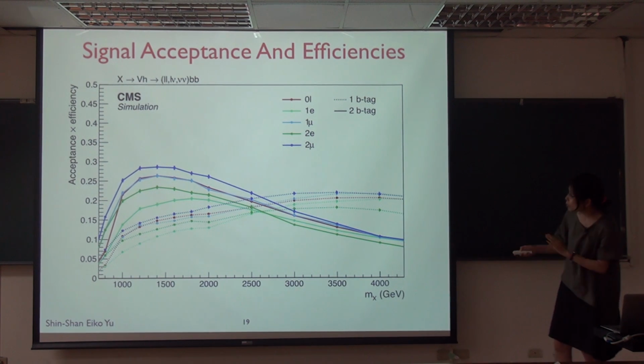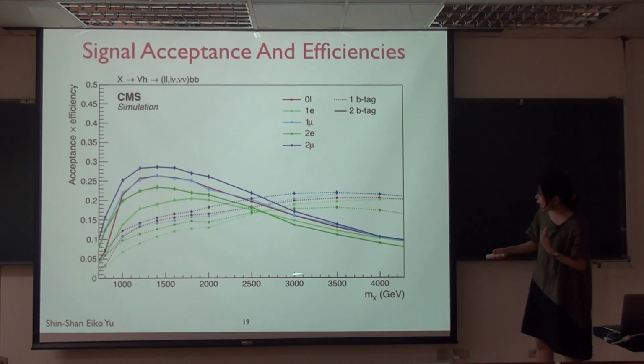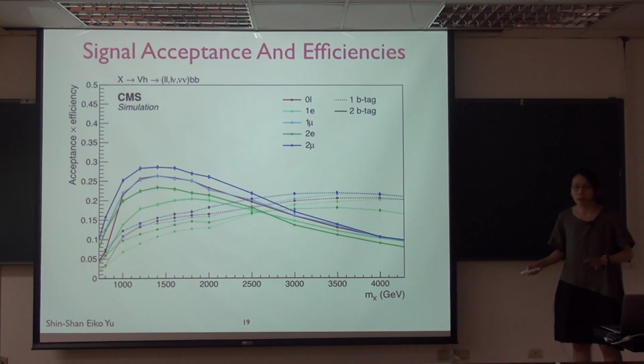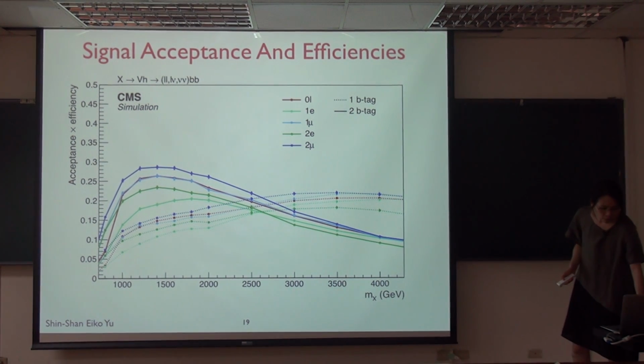So basically our 1B tag category helps us to recover the signal events. At the same time, at high mass region, the background is pretty low, so we don't have to worry about that, and we can allow looser requirements at high mass region. Okay. All right.